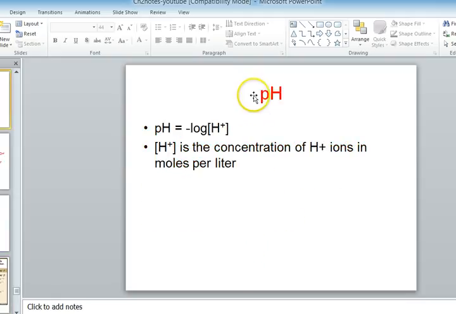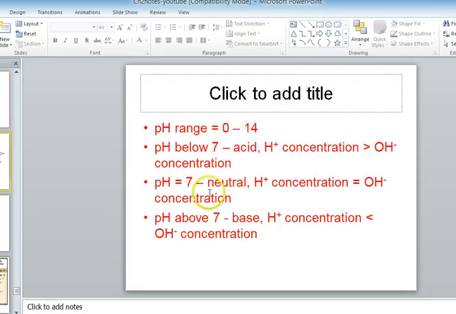Okay? Now we've got pH. pH is a measure of the acidity or alkalinity of a solution. And if you're mathematically inclined, pH is the negative log of the hydrogen ion concentration. This H plus in brackets means the concentration of hydrogen ions in terms of moles per liter. Okay? So looking at the pH scale, the range of the pH is from 0 to 14.